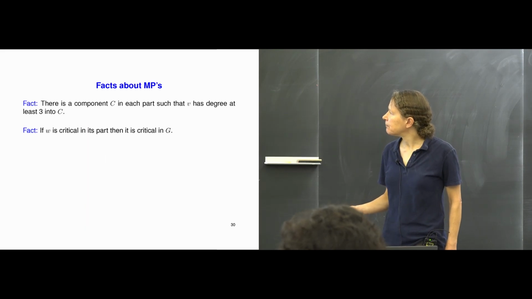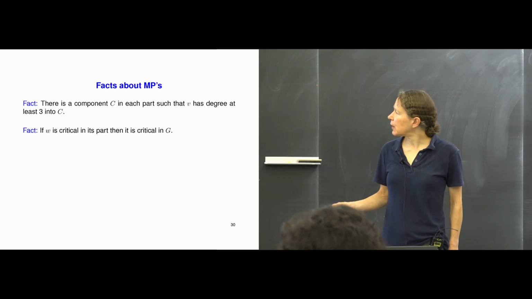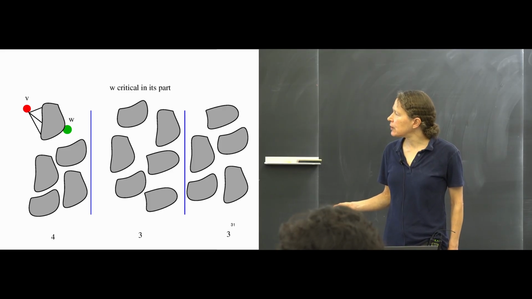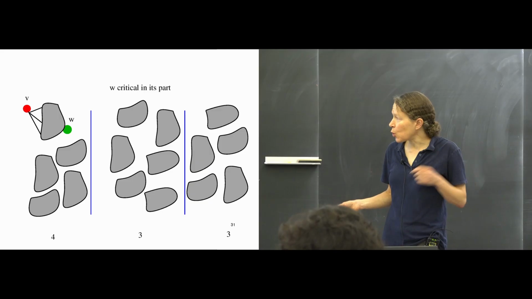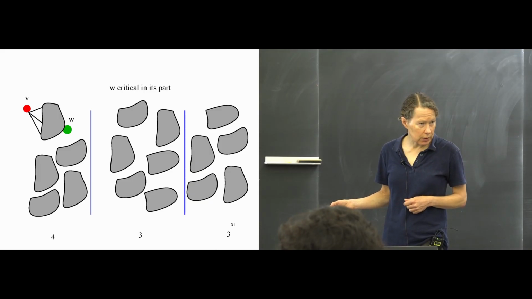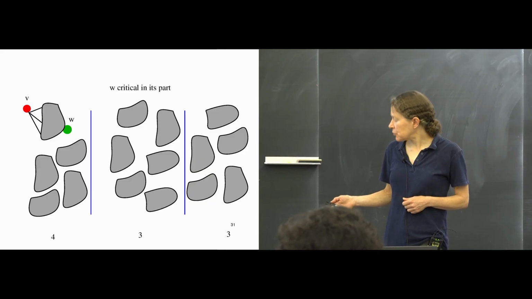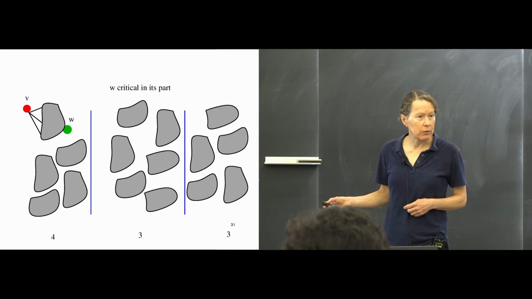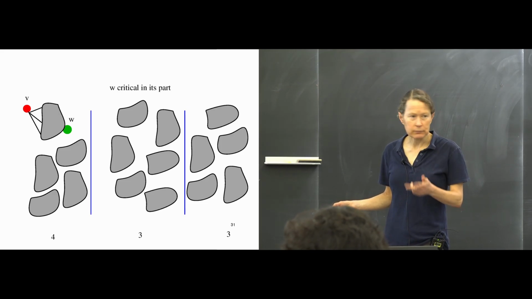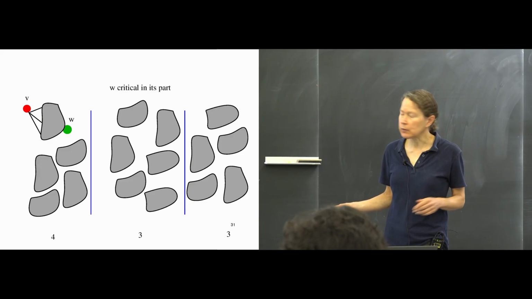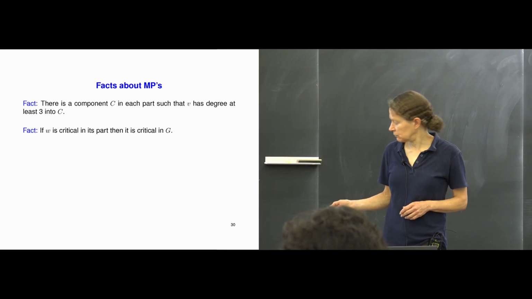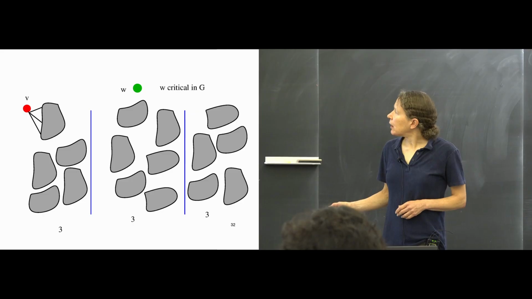Okay, now I'm going to look at the active component, and I'm going to look at a vertex W in it, and suppose W is critical in there. So here's W, and it's critical in this component. Remember, that means that if you remove W from this whole part here, the chromatic number will go down to 3. Well, then if I remove it from the whole graph, then also the chromatic number goes down to 3, right? Because we had just 3 here, and it's done. So if W is critical in its part, then it's actually critical in the whole graph.